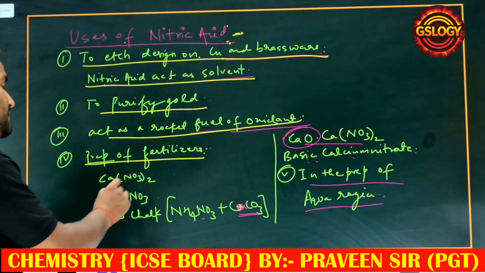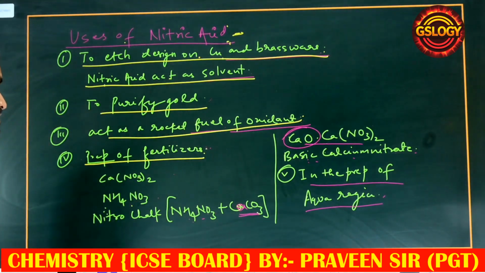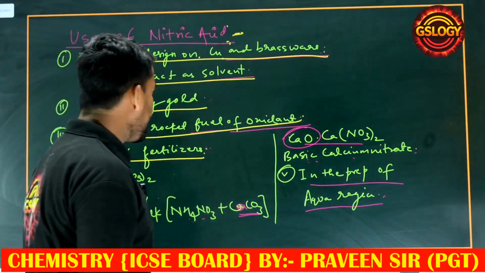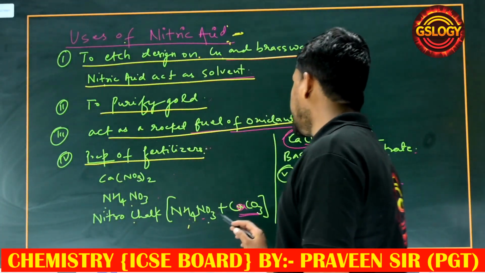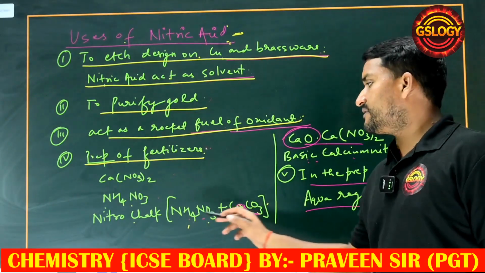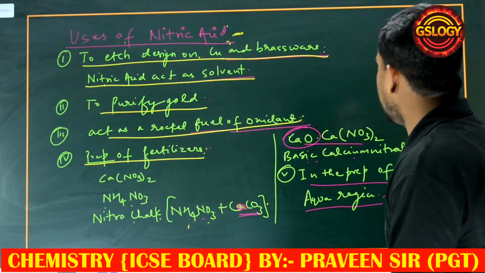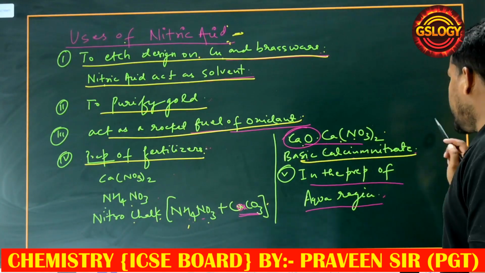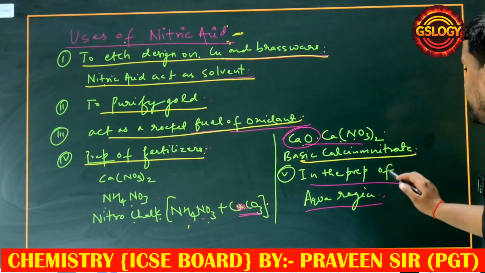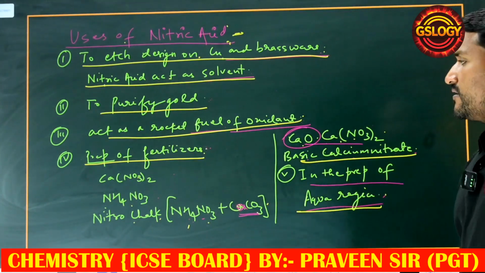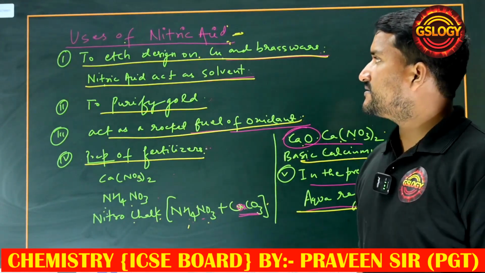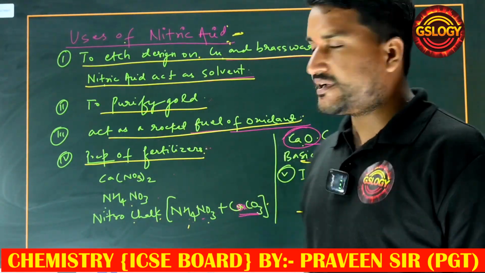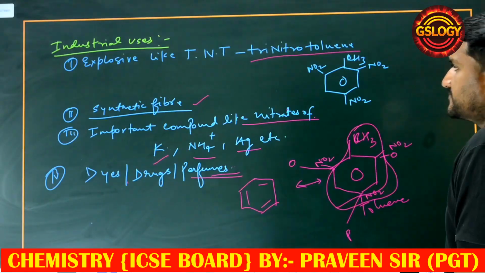Fertilizers: calcium nitrate, ammonium nitrate, nitro chalk. Ammonium nitrate and calcium carbonate is called what? Nitro chalk. And calcium oxide with calcium nitrate is called basic calcium nitrate. Also used in the preparation of aqua regia. So these are the uses of nitric acid.